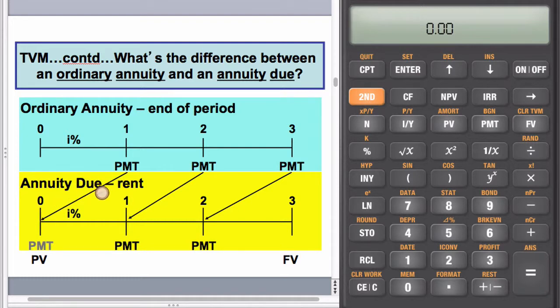An example of an annuity due is rent. Most annuities are ordinary annuities where the payment is at the end of the time period. So it's like you work for a month and then your payment comes at the end of the month. However, for something like rent, you pay the rent up front and then you live for the rest of the month. This has important implications for the calculation of present value and future value of these two streams.